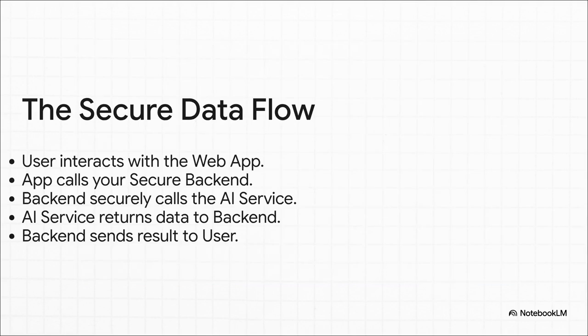And this is what that secure flow looks like in practice. The user makes a request from your app. That request hits your backend server first, which acts like a secure guard or a gatekeeper. Only your server is allowed to talk to the AI service. It gets the result, and then it passes it safely back to the user. Your secrets are never, ever exposed.